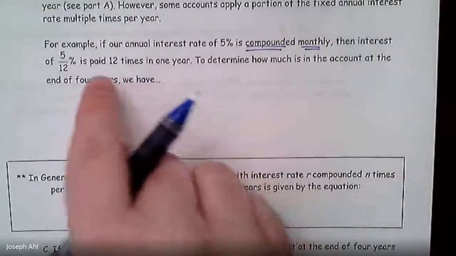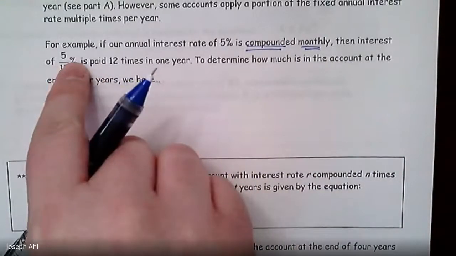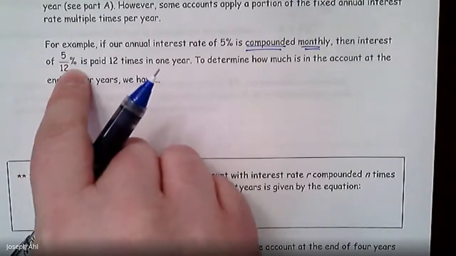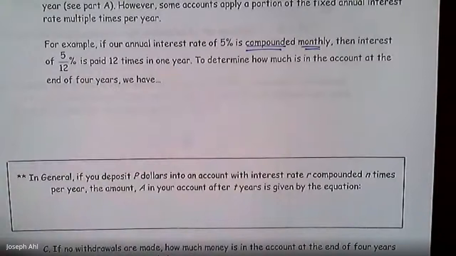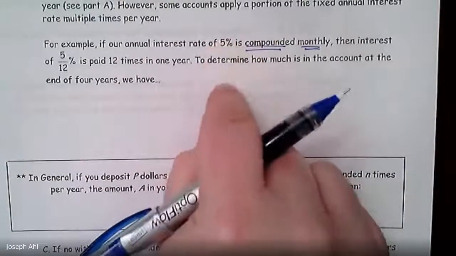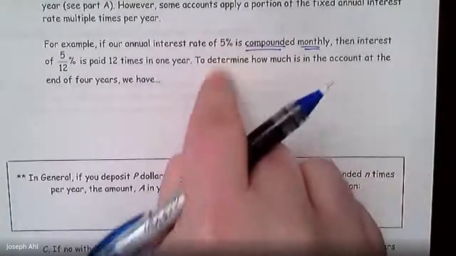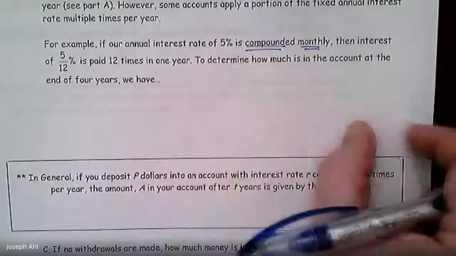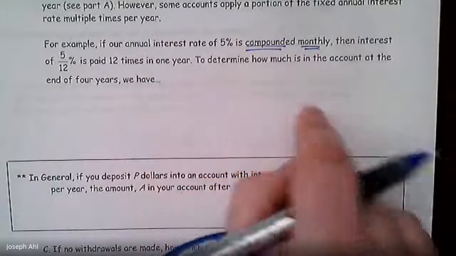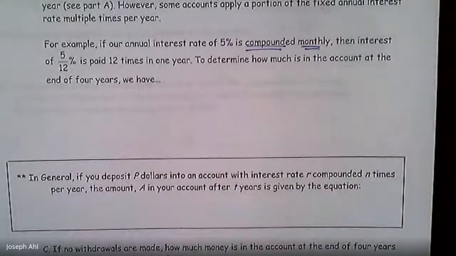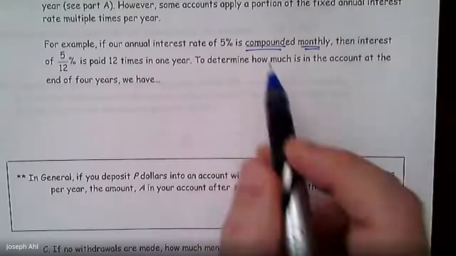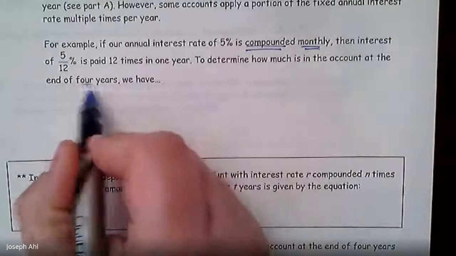What happens is that we get 5% over 12, or 5/12%, paid to you 12 times per year. So it's not that you're getting a 5% rate 12 times in a year. That 5% is divided by 12, split into 12 little pieces, and you're given a little bit of interest each month so that by the end of the year, you've earned 5% interest. But it's applied to your account in a different way. So this is how we're going to determine how much we have after 4 years.